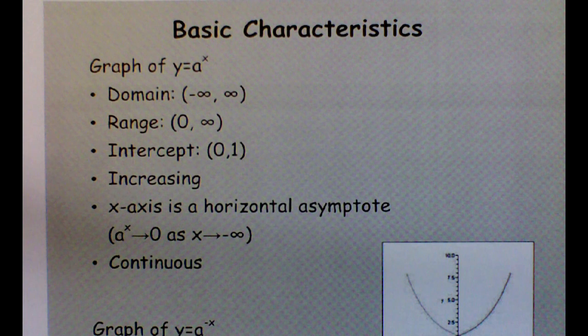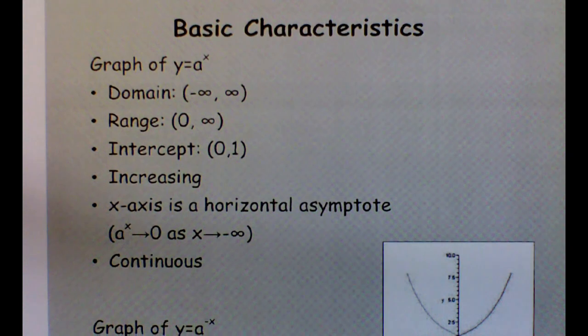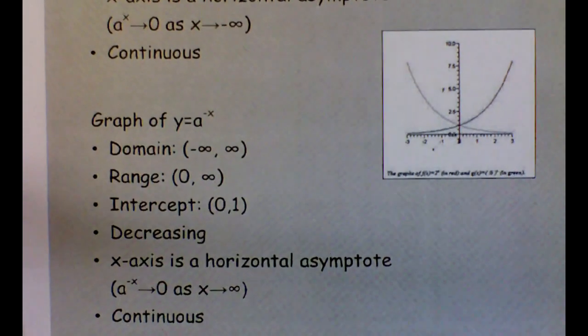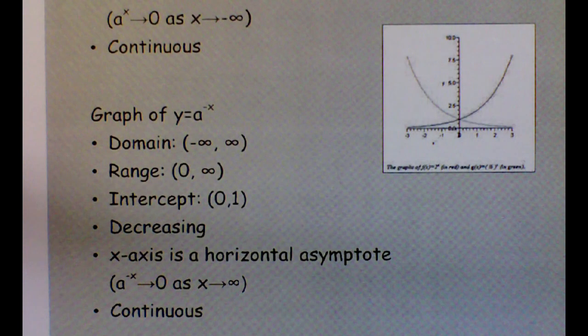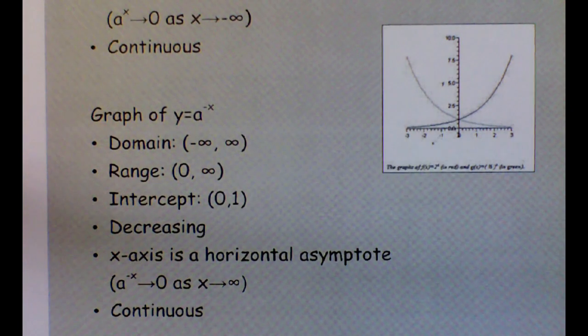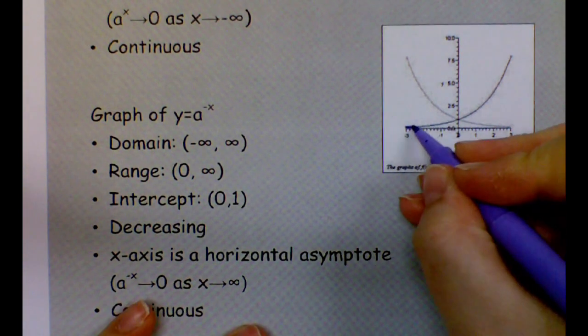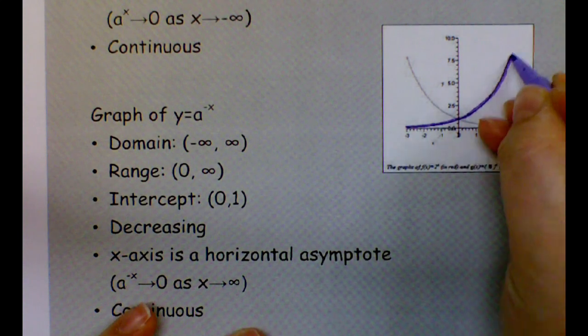It's always increasing. The x-axis is a horizontal asymptote, which means that as x approaches negative infinity, the value of a to the x power approaches 0, and it is continuous. Now, anytime we have a to the negative x power, so, sorry here, a to the positive x power is this one.